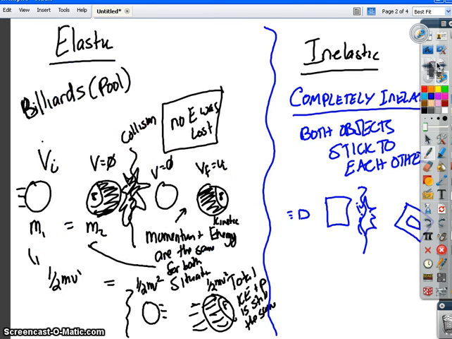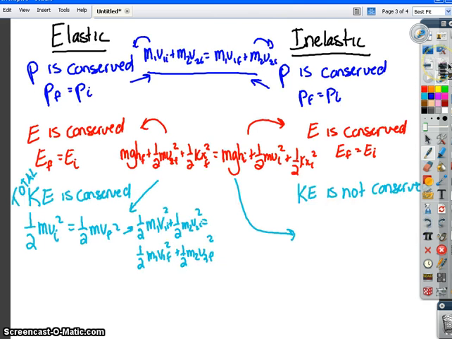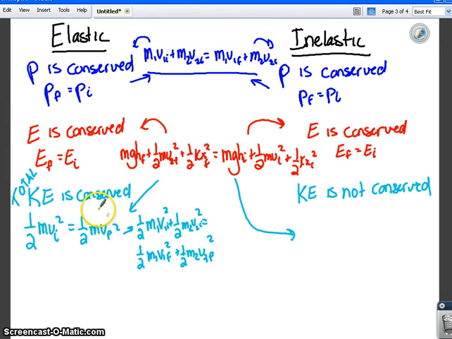So what does that mean for you? Well, if we have an elastic situation, we need to be using this equation here and this equation down here. If we have an inelastic situation, we need to be using this equation here and this one down here and this one right here. So now you know what equations you need to use, and the next couple of videos are going to be us doing some examples.